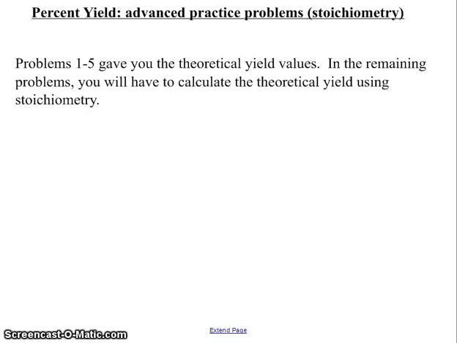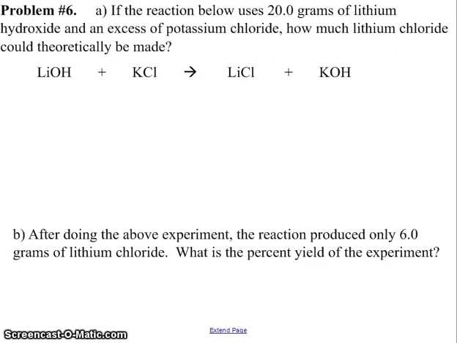So in the section called Percent Yield, Advanced Practice Problems Using Stoichiometry, the previous problems gave you the theoretical yield values. In the remaining problems, you'll have to calculate the theoretical yield using stoichiometry. Problem number 6 says, if the reaction below uses 20.0 grams of lithium hydroxide and an excess of potassium chloride, how much lithium chloride could theoretically be made?